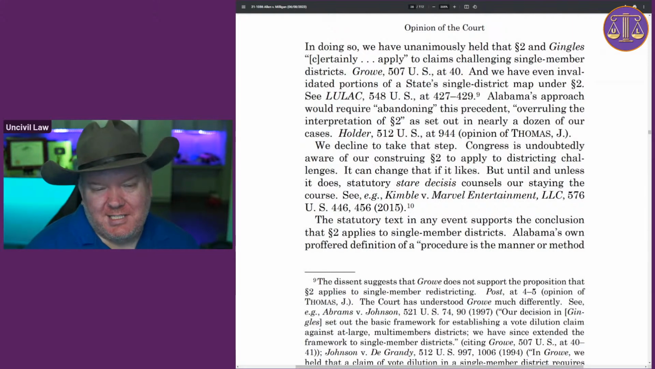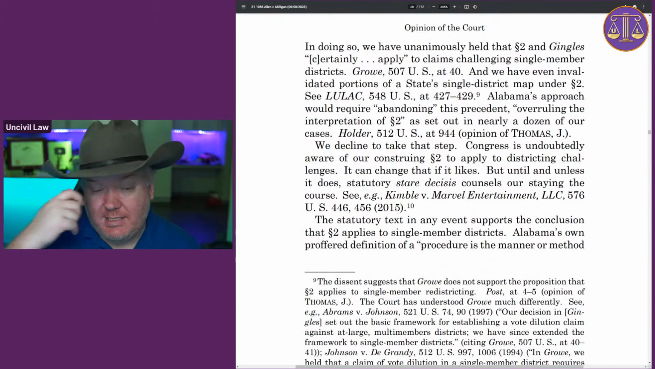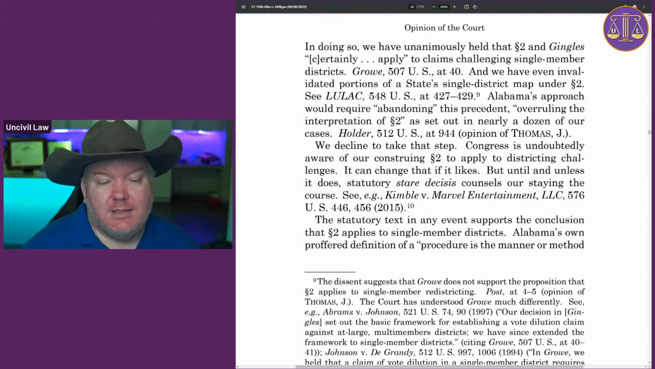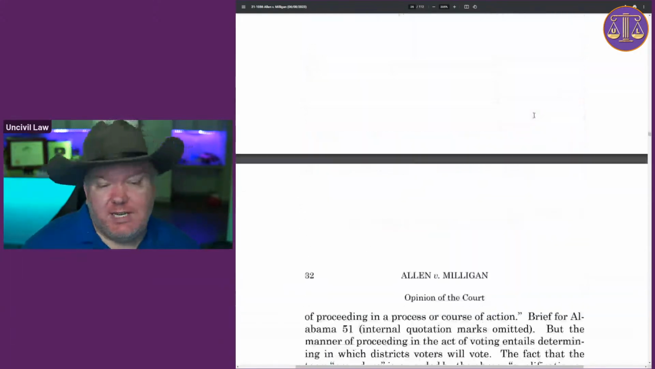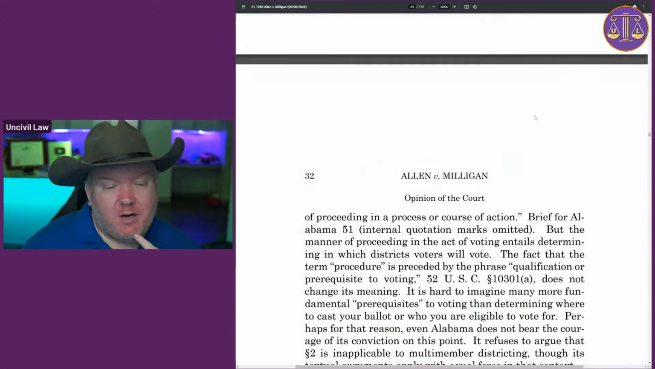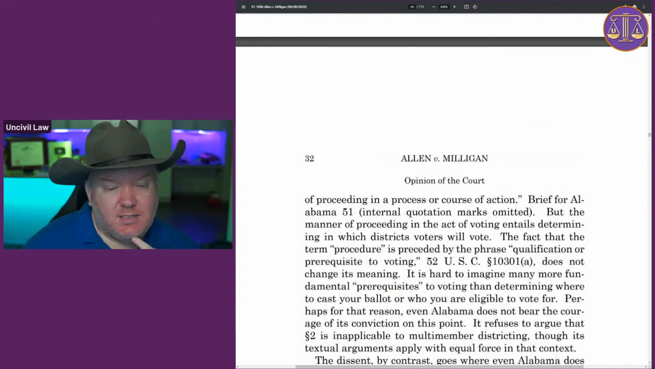We just declined to take that step. Congress is undoubtedly aware of our construing Section 2 to apply to districting challenges. It can change that if it likes, but unless and until it does so, statutory stare decisis counsels staying the course. The statutory text in any event supports the conclusion that Section 2 applies to single member districts. Alabama's own definition of procedure is the manner or method of proceeding in a course of action. But the manner of proceeding in the act of voting entails determining in which districts one will vote.